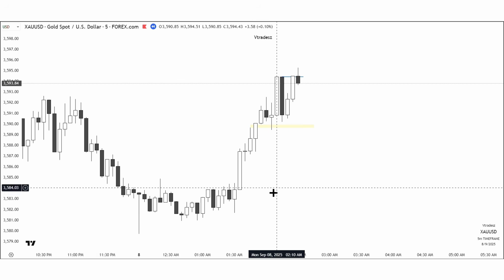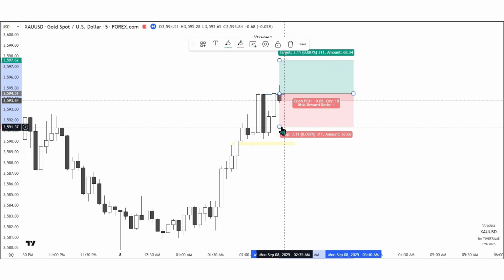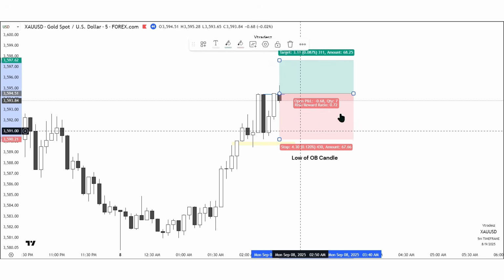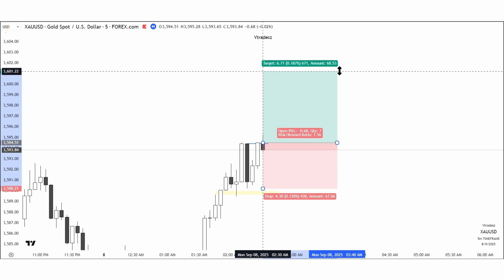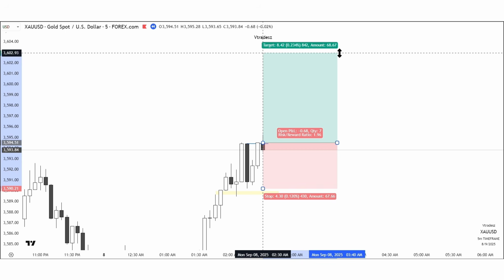Our entry is taken on candle close. Our stop loss is placed below the low of the execution candle. Our target is a fixed 2R.